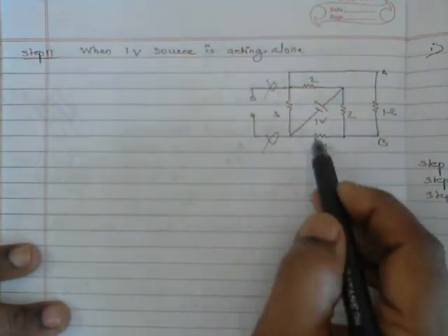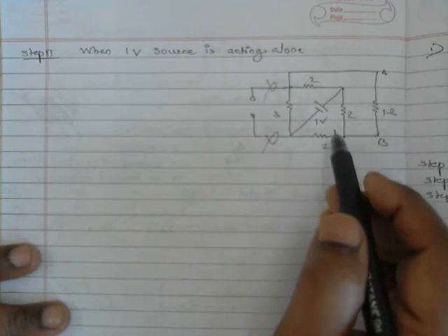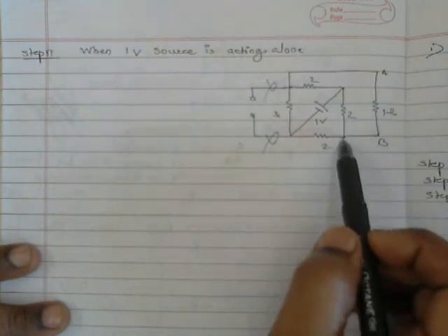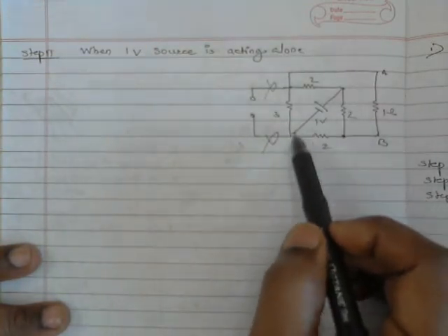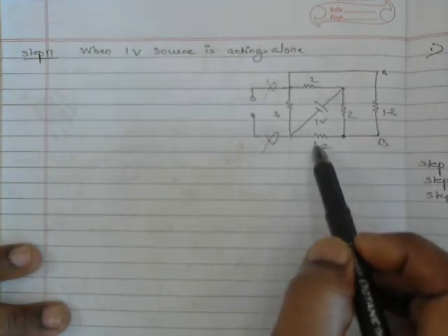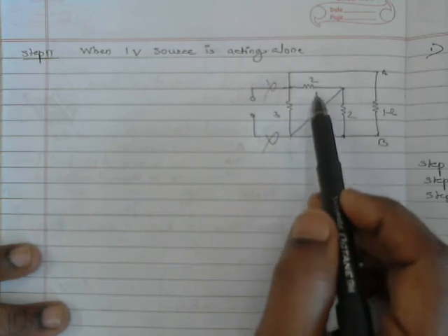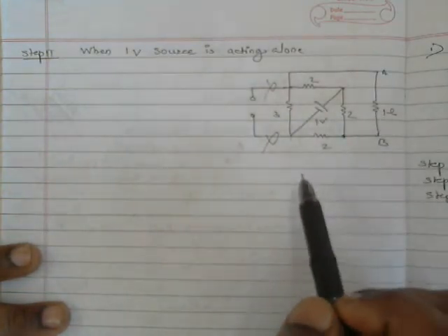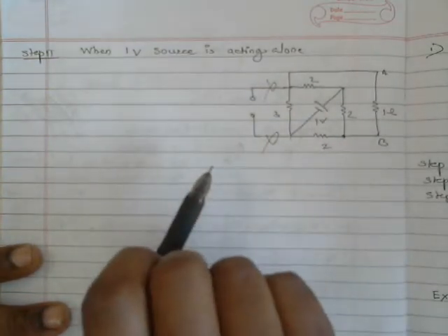Now, can I say these 2 and 2 are in parallel? No, these are not parallel. It is parallel when the starting end and the other end are both attached to each other. Here there is a voltage source in between, so it is not parallel. These two are also not parallel. We can't reduce this. So, by what means can we find the current?